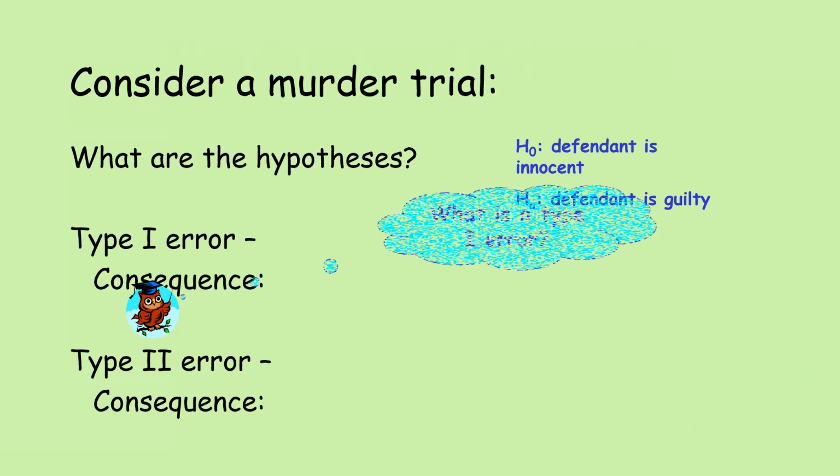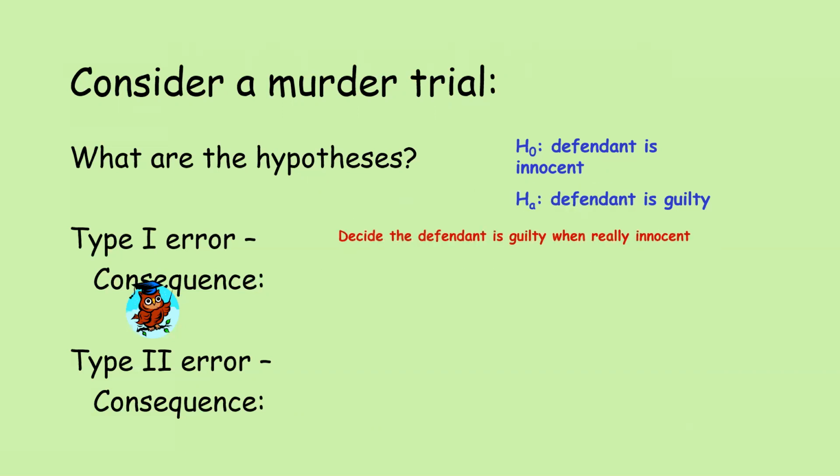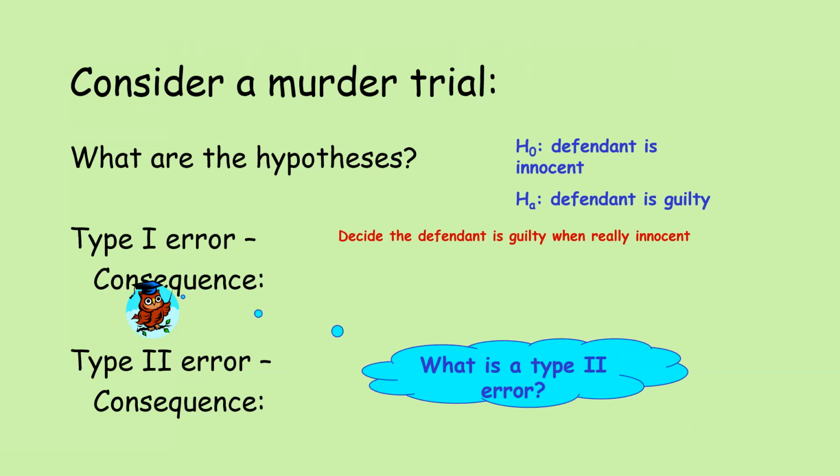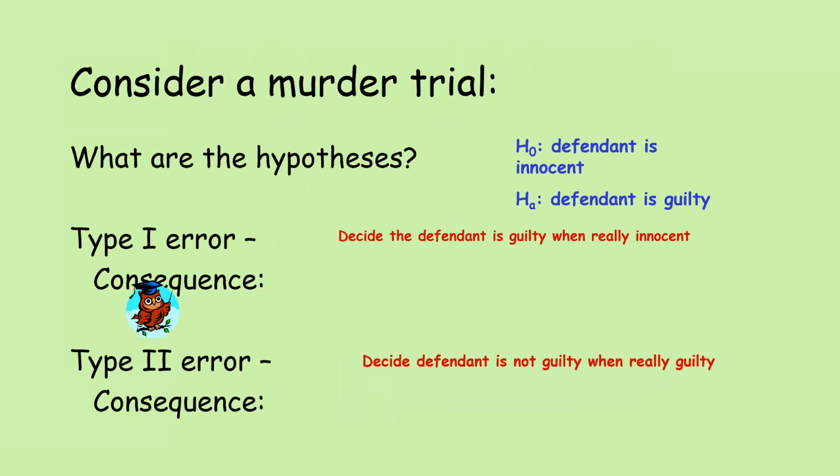So what is a type 1 error? Type 1 error would be deciding the defendant is guilty when really they're innocent. It would be rejecting a true null. What's a consequence if we state them as guilty when they're really innocent? A type 2 error, again think FF, is failing to reject a false. So we would decide the defendant is not guilty when really they are guilty.